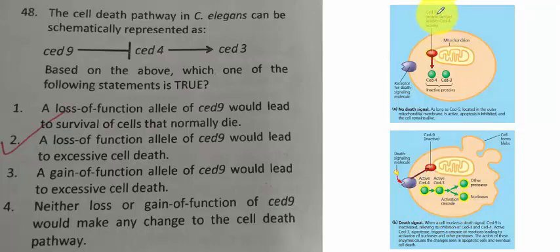And in the activated condition, CED9 inhibits CED4 and CED3, so it generally prevents apoptosis and the cell remains alive. So the correct option in this question is option 2. A loss of functionality of CED9 would lead to excess cell death because CED9 is solely responsible for the inhibition of apoptosis. So when there is a loss of CED9 protein, it will eventually lead to cell death.